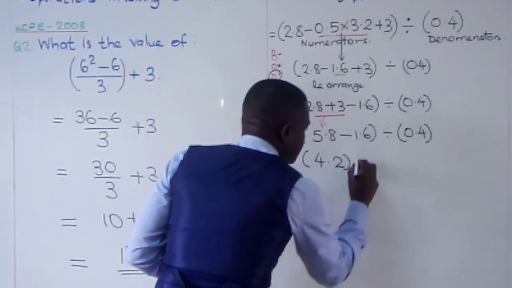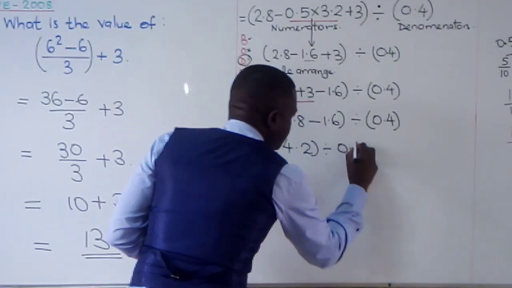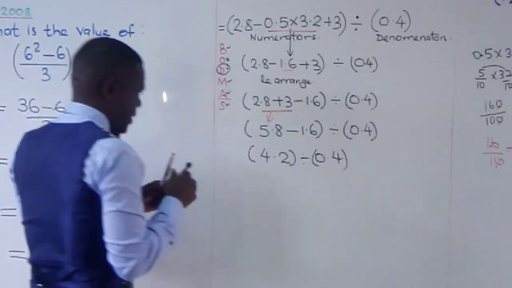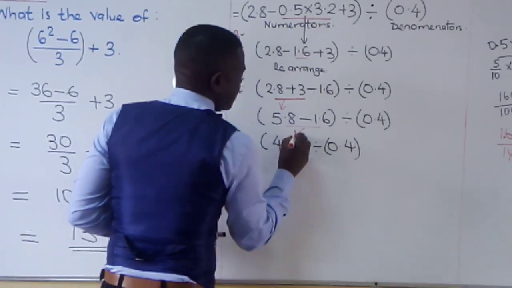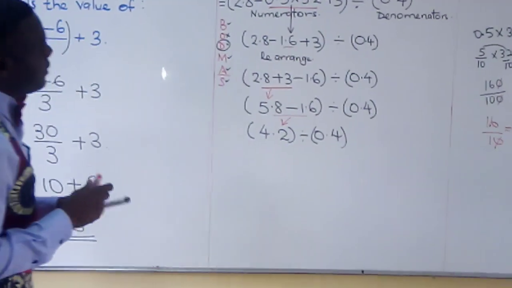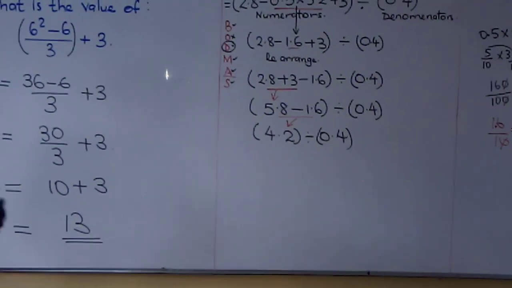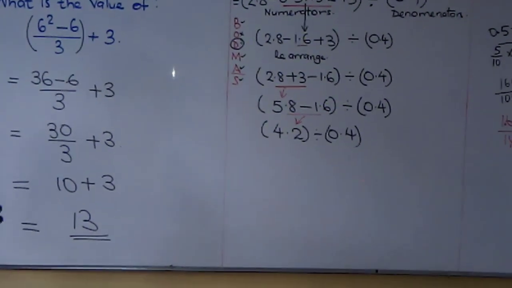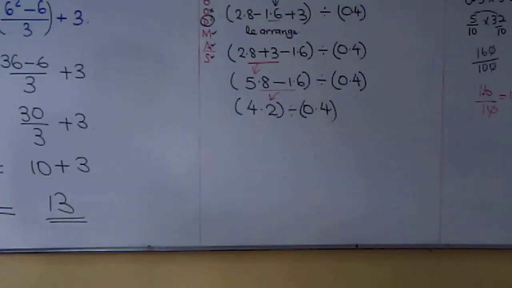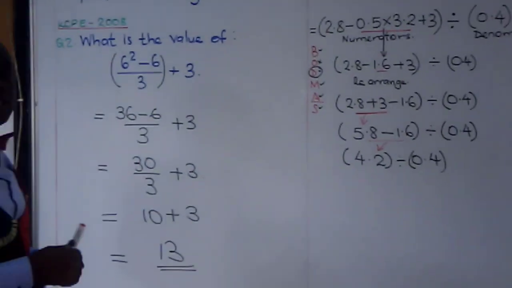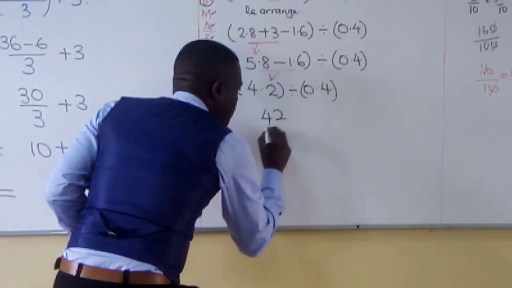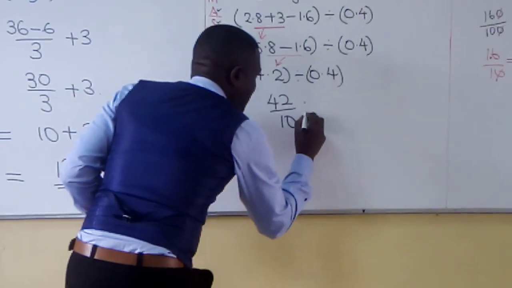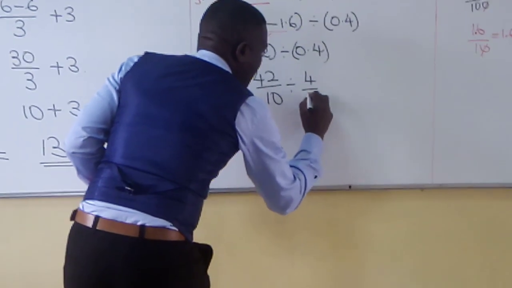4.2 divided by 0.4. Again, that is the result here. Now we have that. We let the brackets go now and express the decimals as fractions. That would be 42 over 10 divided by 4 over 10.